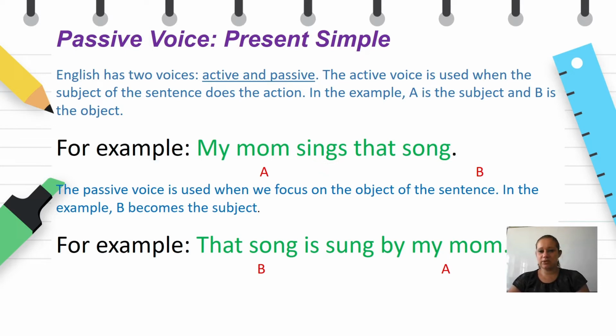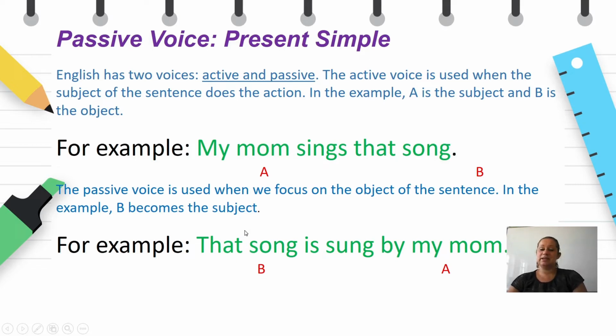The active voice is used when the subject of the sentence does the action. For example, here in this sentence, my mom sings that song. A, or my mom, is the subject or the doer of the action, and B, or that song, is the object. So the passive voice is used when we focus on the object of the sentence.